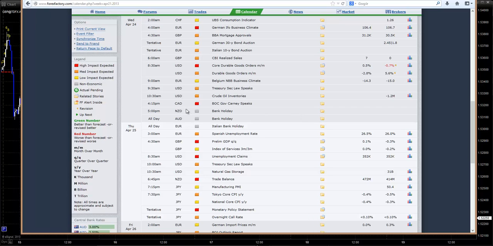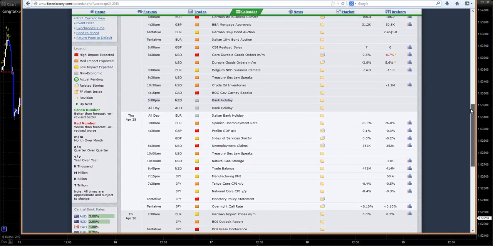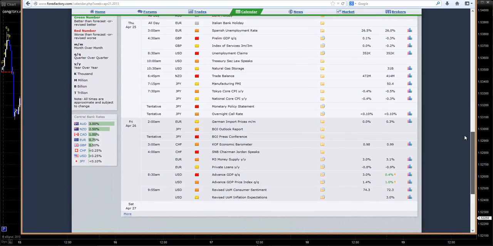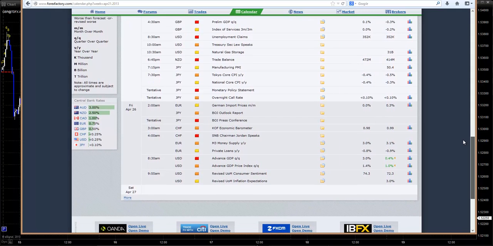Now as you go into Thursday, you've got New Zealand and Australia on holiday. Italy also on a bank holiday. Spanish unemployment data, preliminary GDP out of the UK for Q1. Unemployment claims out of the US as usual. Those are initial jobless claims. Natural gas out of the US. Trade balance out of New Zealand.